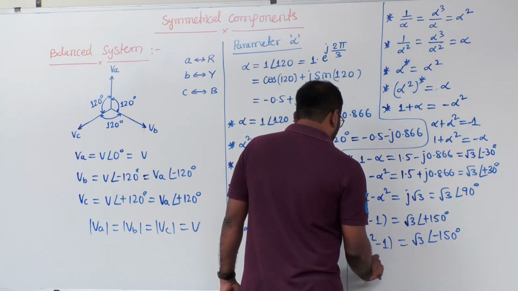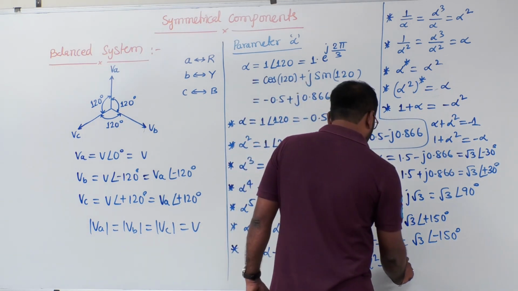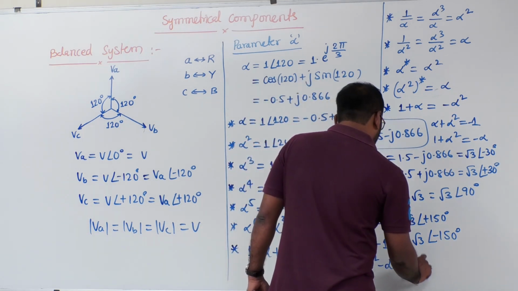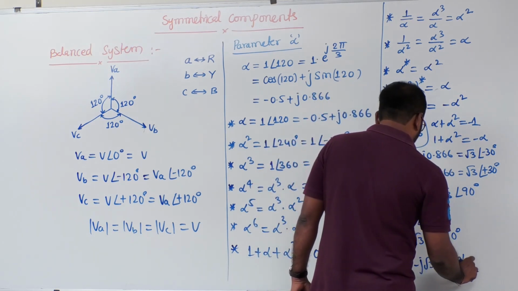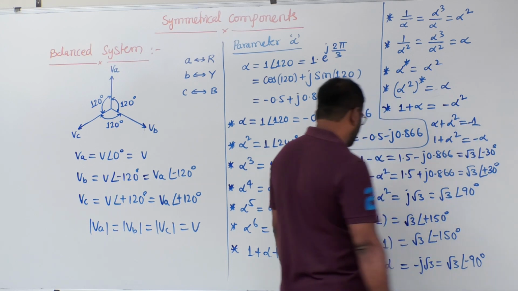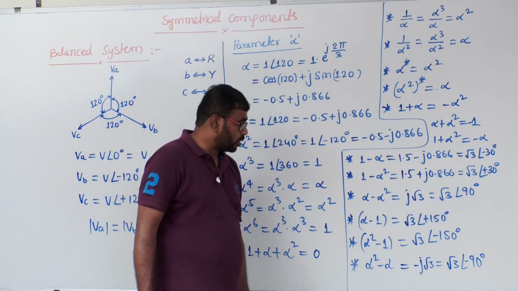Next, alpha square minus alpha. What is alpha square minus alpha? Which is minus j root 3. Nothing wrong to say root 3 at an angle minus 90 degrees. Clear? Now these things are very important.